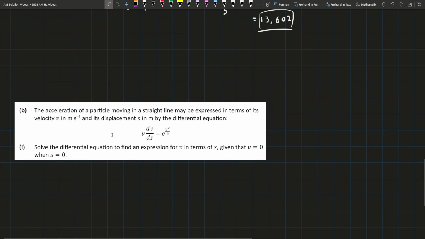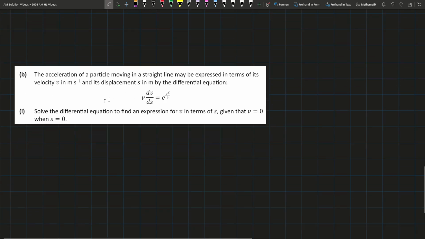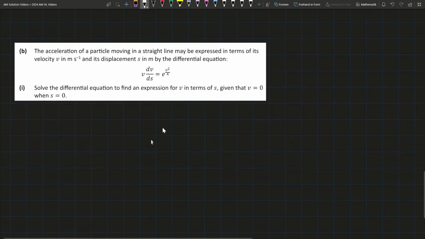Next up is a differential equation. So this messed a lot of people up. It's just an acceleration modeled by this differential equation. So we need to get the v's onto one side. Before we worry about anything, let's get the v's onto one side and the s's onto the other.